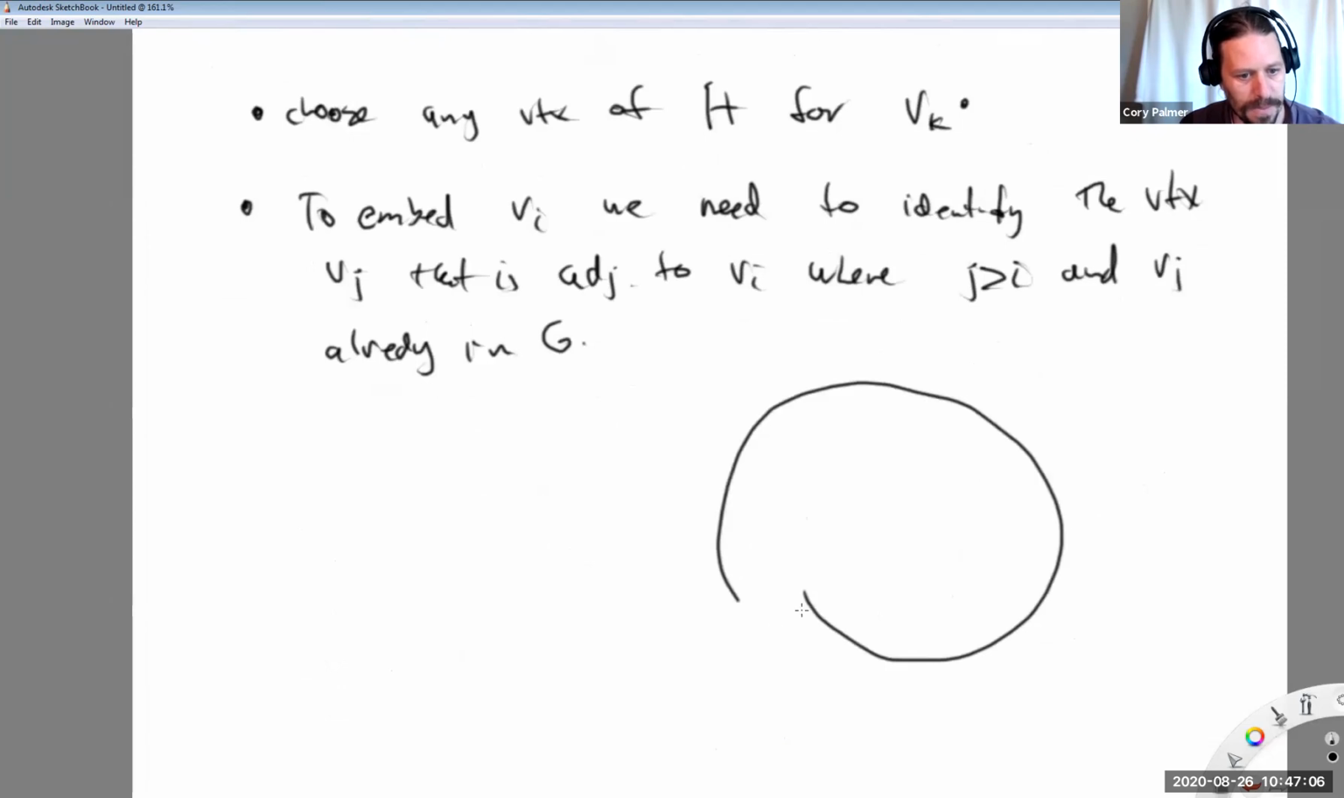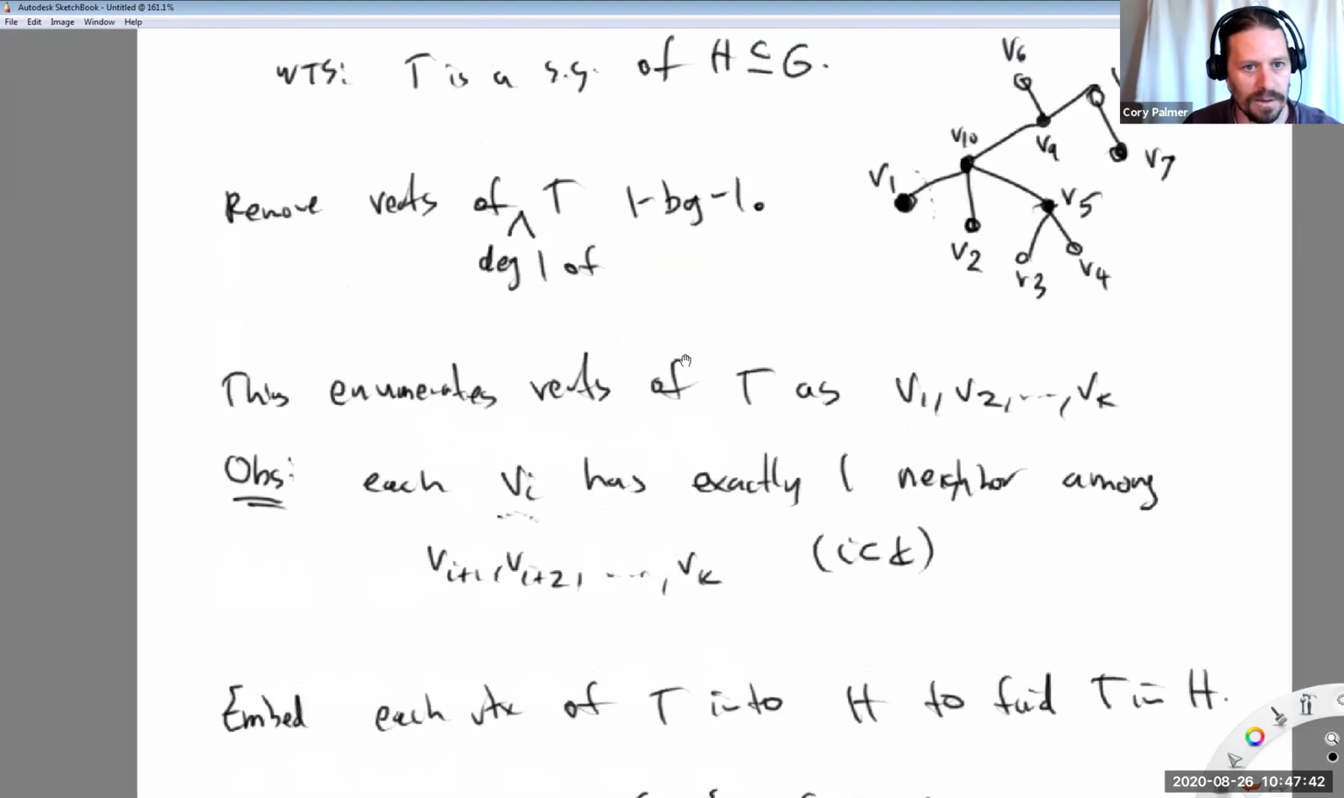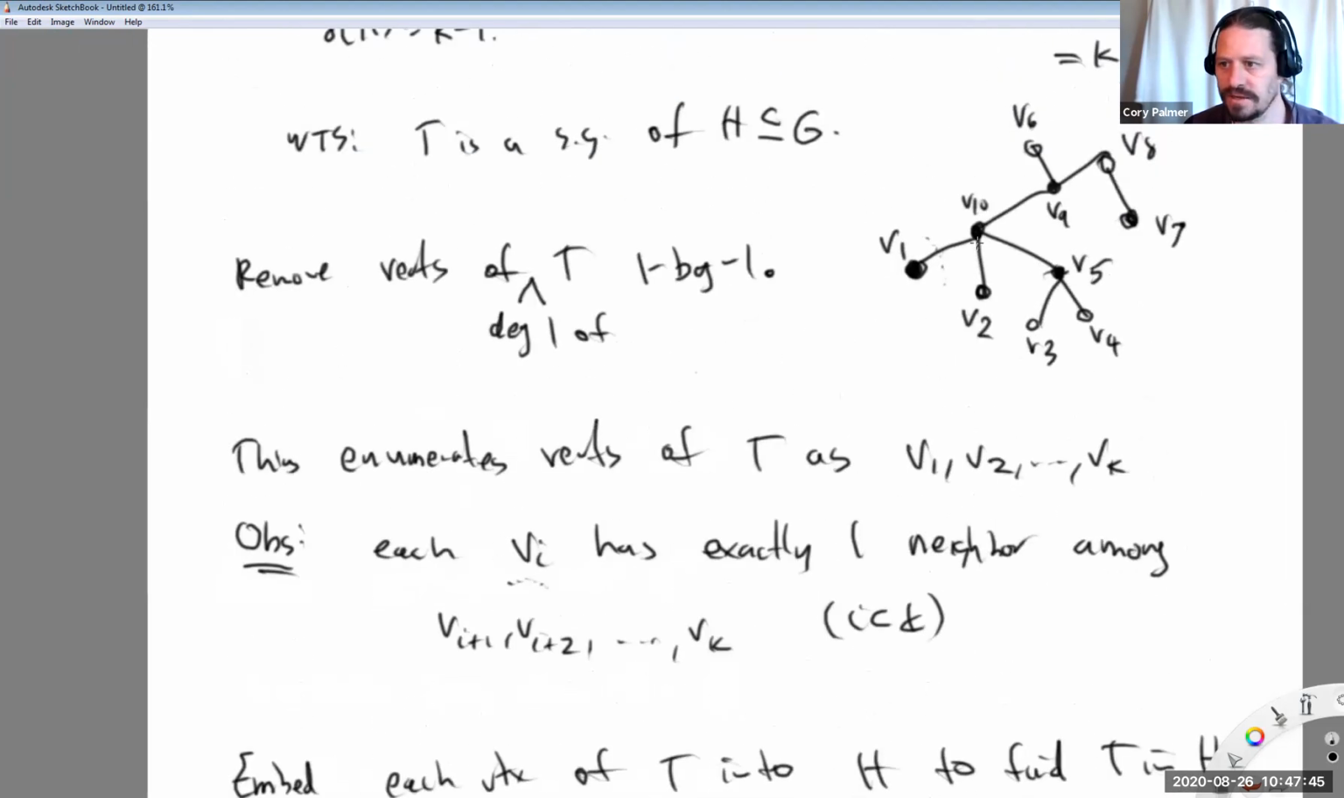So here's H, right? And I'm working this procedure. I've embedded VK somewhere. Let's just work with K equals 10, since that was our example. So say there's V10. And then in the first step, I'm going to put down V9 somewhere. Sorry, I haven't put it down yet. How do I put down V9? Well, I look at V10. It's got some edges coming out of it in the graph. In fact, it's got at least K minus 1 edges coming out of it, right? That was by the minimum degree condition. Now, what do I know? If I look at my graph above, V9 has to be adjacent to V10.